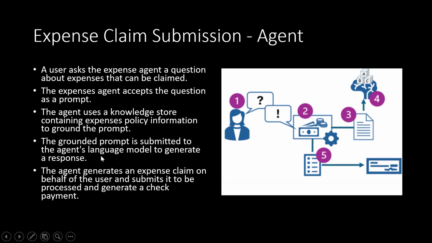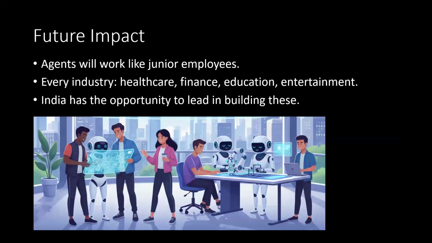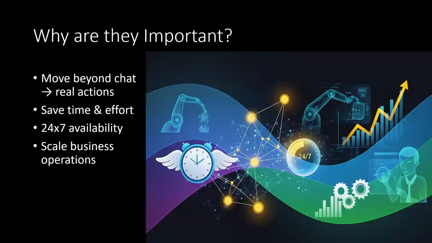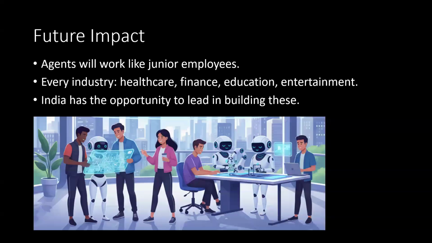The grounded prompt is submitted to the agent's language model to generate a response. The agent generates an expense claim form on behalf of the user, and it can also submit it to be processed and generate a check payment. Right. So when it comes to doing the action and delivering some output, then we build these agents which can do a particular task end to end. Okay. So that is why they are important. We have already covered all these things, right?